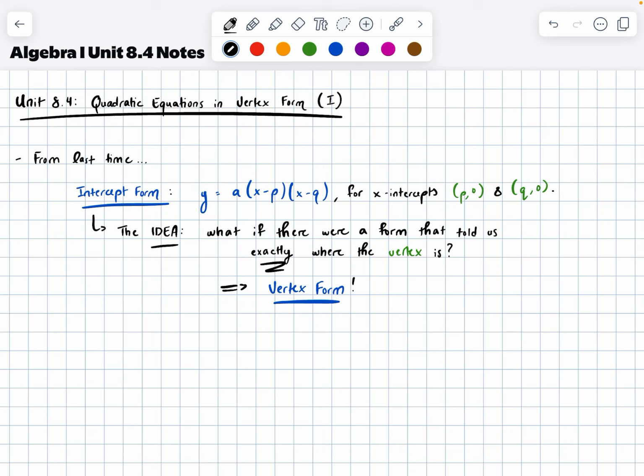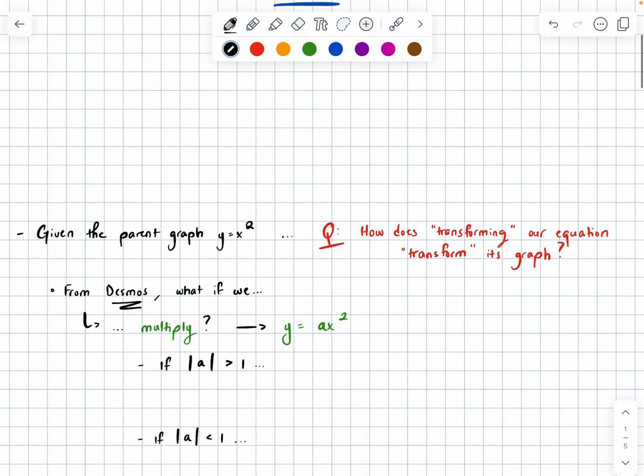But good enough is never good enough for us mathematicians. So the idea behind the question we asked ourselves this time was, what if there was a form that told me exactly where the vertex was, without needing to go through all of that hassle of finding the intercepts first? This led us to our second and final form of a quadratic equation in two variables, aptly named its vertex form. And to find it, we asked ourselves a question.